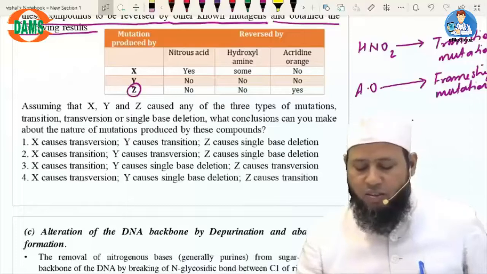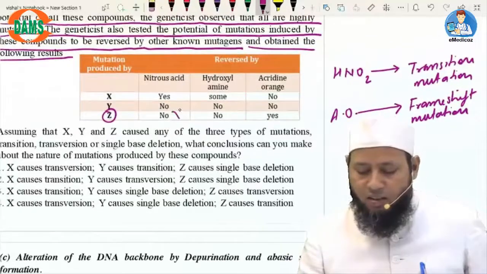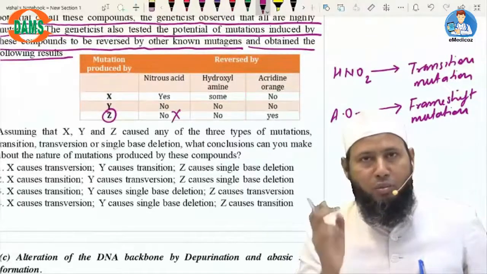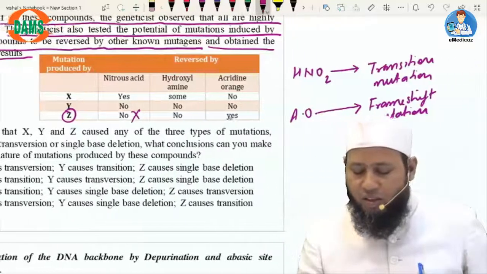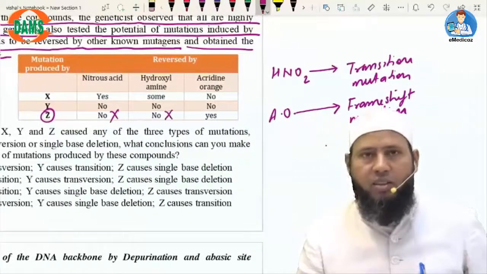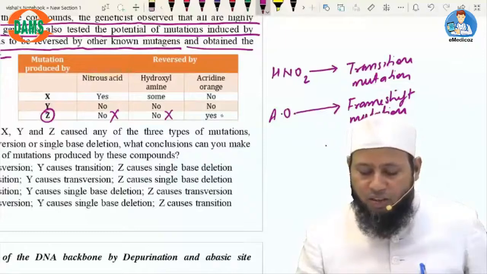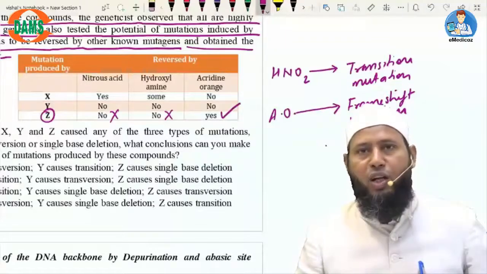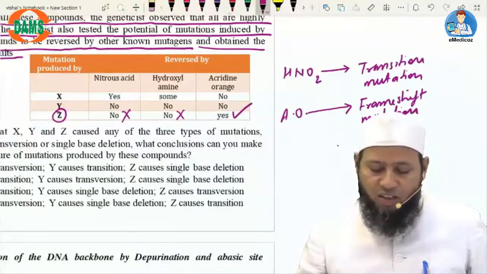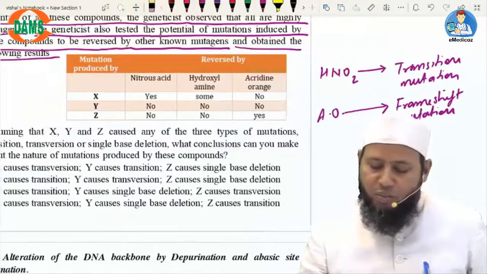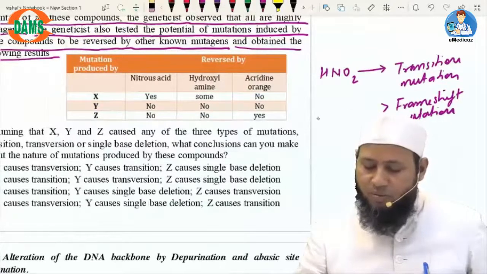Now we look at the Z. It is not reversed by the transition kind of mutagen. It is also not reversed by another transition kind of mutagen, but is reversed by the frame shift mutagen. So it means the Z is also a frame shift causing mutagen.